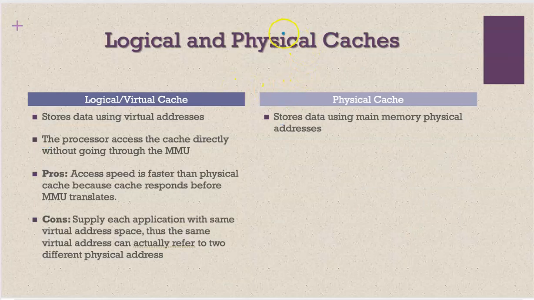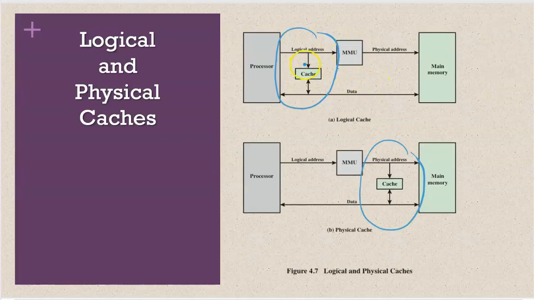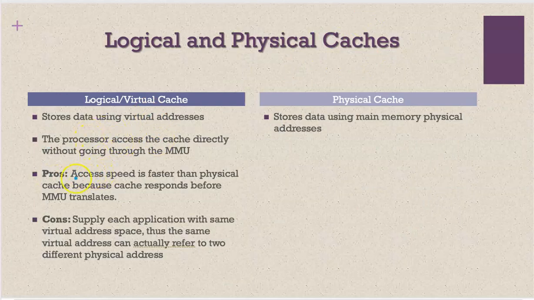So the difference between the logical virtual cache versus the physical cache. For the virtual cache, we have talked about how it stores data using virtual addresses. Sometimes that physical address might not be there. The processor accesses the cache directly without going through the MMU, which we have seen here. Therefore, the access speed is faster than physical cache because the cache responds before the MMU can do any translation.